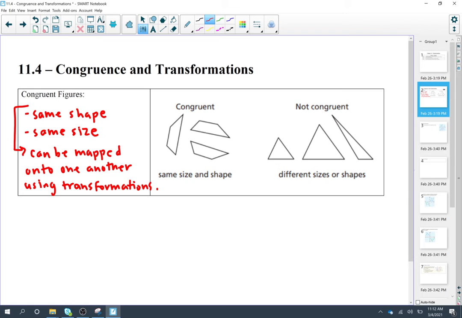But for right now, take a look at our example over here. Congruent figures, same shape, same size. So these are all quadrilaterals and they're all the same size quadrilaterals, so these are congruent figures. Now, not congruent, different sizes or shapes. These are all triangles, but they're not the same exact triangle, so they're not congruent. If we have congruent figures, they are literally the same exact size and the same exact shape, just in a different location.